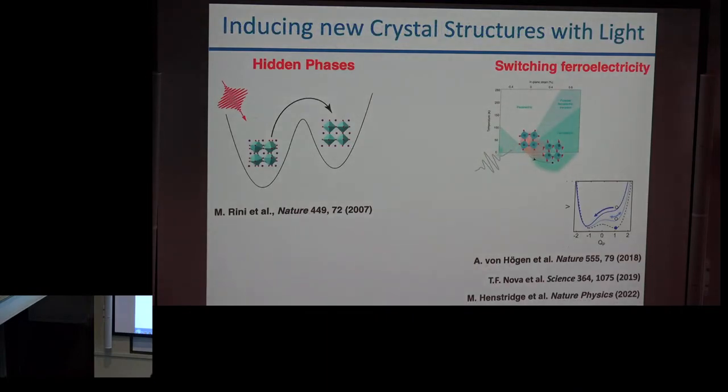So this is a bit of a laundry list of things that you can do. You can drive the structure from structure A to structure B, and reveal hidden phases that don't happen at equilibrium, but nevertheless can be found in the texture of the free energy space. You can switch things like ferroelectricity that relies on inverting dipoles, and this is also interesting for potential applications.